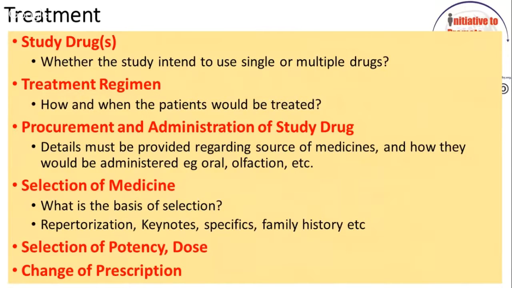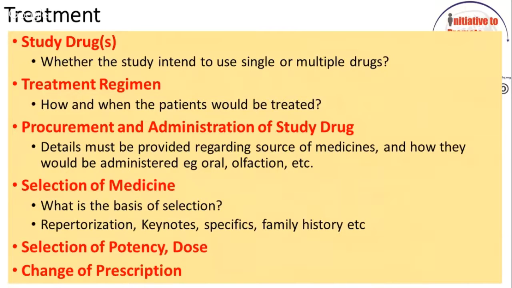For example, oral or olfaction. On what basis would they be given to the patient? Is it repertorization, keynotes, specifics, family history, whatever? How will we select the potency and dose, and how would we change the prescription? These are all things we must tell in detail in our clinical trial protocol, because that is what makes that trial different from a conventional trial, the homeopathic part, that we will study this drug with this regimen.